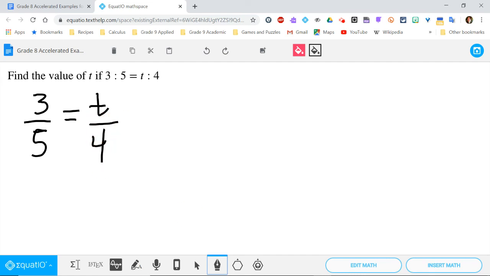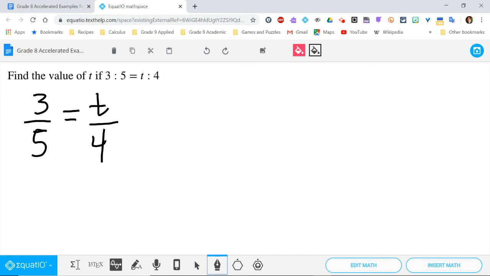So we have to figure out, what did I do to the number 5 to make it become 4? I'm going to say that again. What did I do to the number 5 to make it become 4? Because this has to be equivalent. It has the exact same value. There are a bunch of different ways that we can solve a question like this, but probably the best way of thinking of it is getting a common denominator.